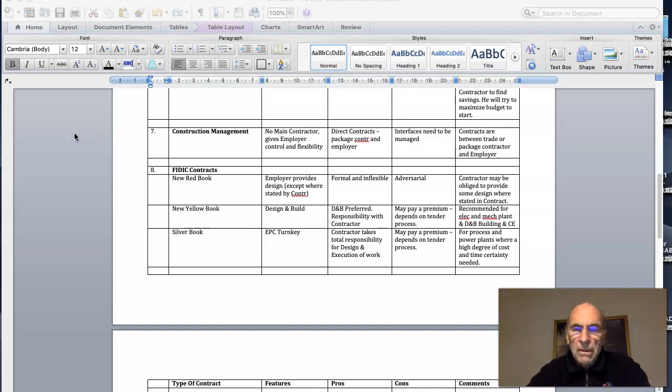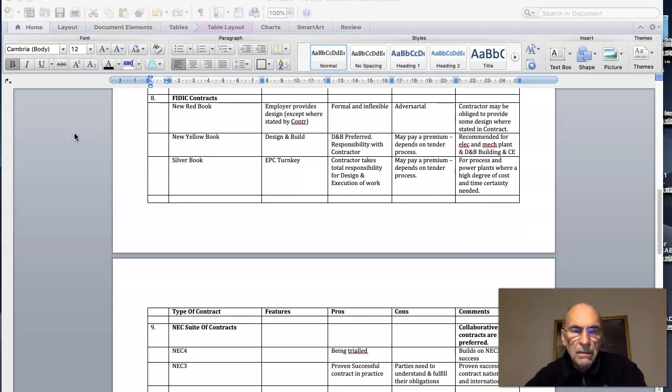And then there's a third type of FIDIC contract, which is a Silver Book contract, which is engineer, procure, construct, turnkey contract, where the contractor takes total responsibility for design and execution of the work. The employer may pay a premium, it depends on the tender process, and it's usually applicable for process and power plants where a high degree of cost and time certainty is needed.